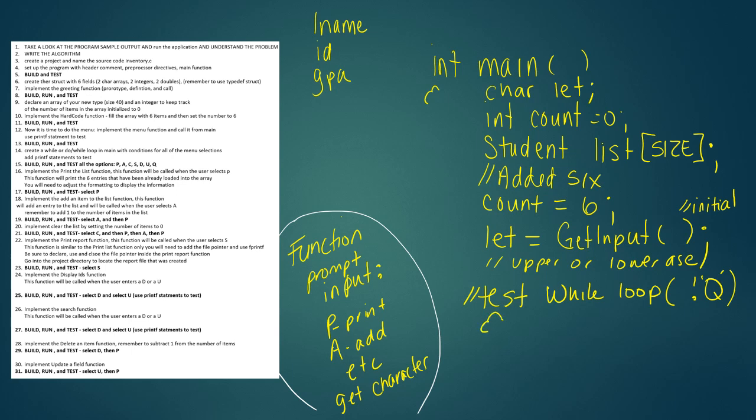And then in here, I'm going to have a bunch of conditions. So I'm going to put like if let equals P, then I'm going to printf. This is where I call the print function.